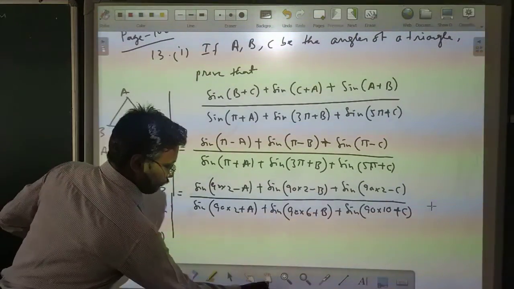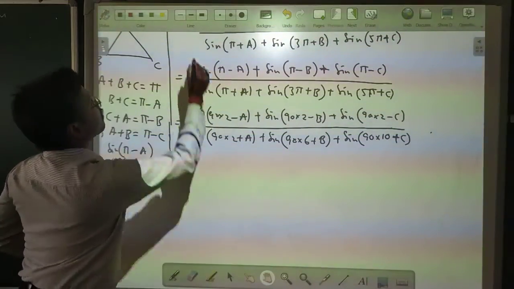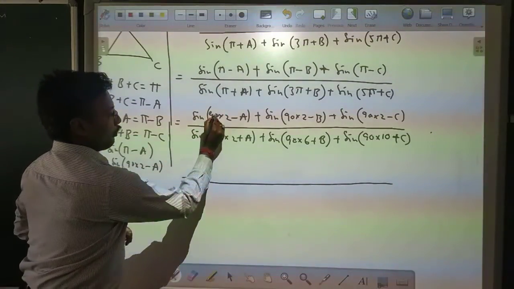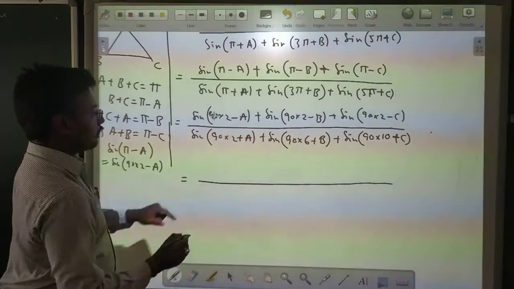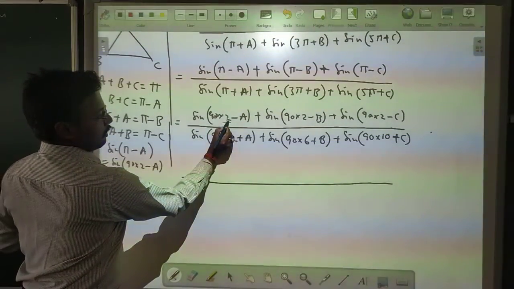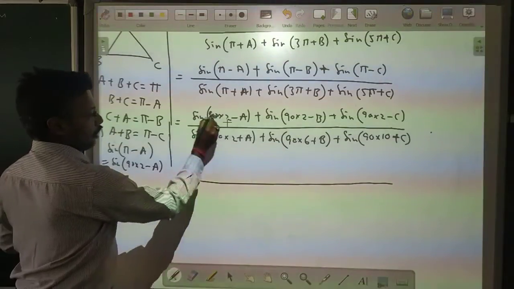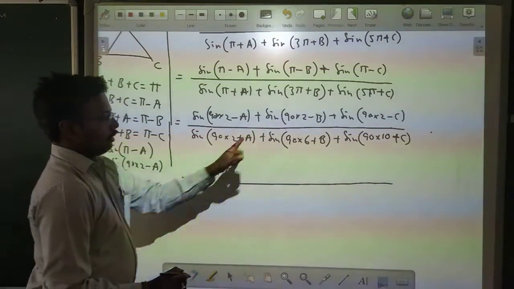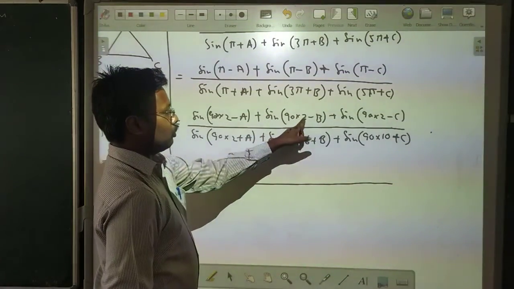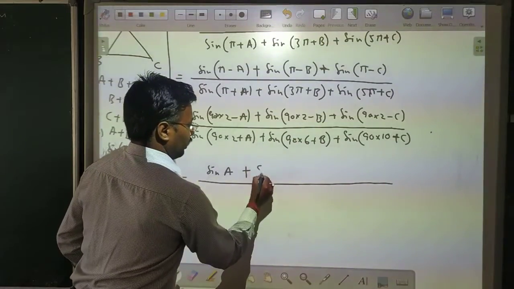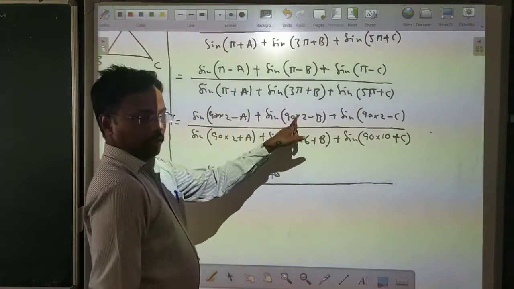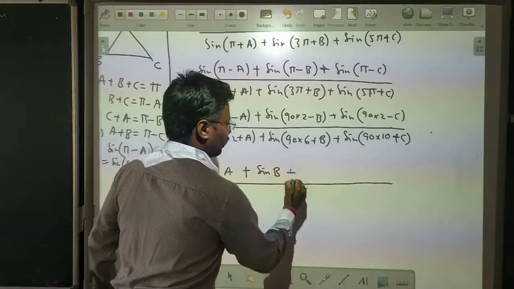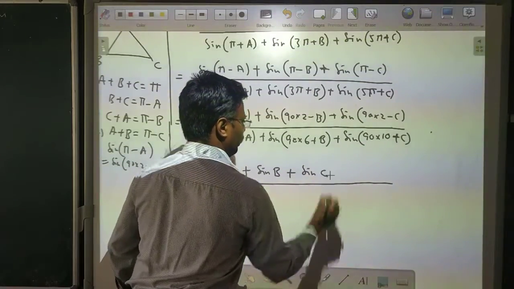Okay, next, to find sine 90 into 2 minus a, as I told you, this number is even and this angle lies in the second quadrant. So the answer of this is sine a. Similarly, for sine 90 into 2 minus b, we will be getting sine b, because this number is even and it lies in the second quadrant. Similarly, for the third part, from here we will be getting sine c.